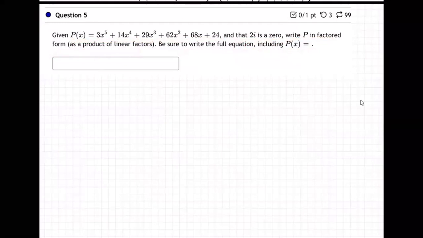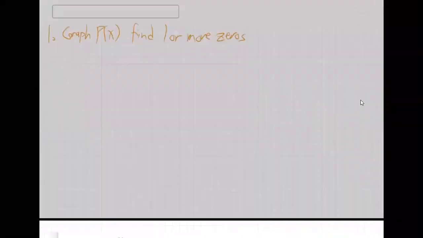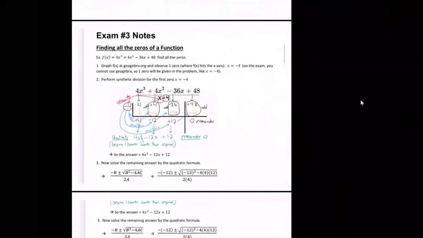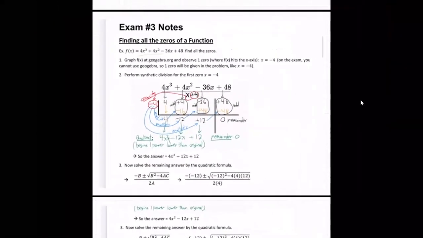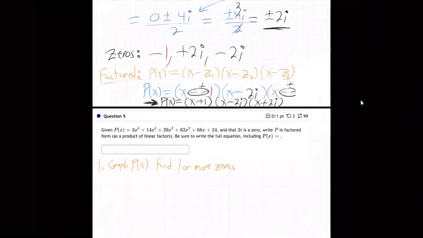So step number 1 is to graph p of x and find one or more zeros right on the graph. So here's the notes. Here's the exam 3 notes. I'm going through this. Step 1, when you're trying to find all the zeros here, is to graph at geogebra.org. Find 1 zero or maybe more than one, then do synthetic division, then do the quadratic formula. So the notes are all there.